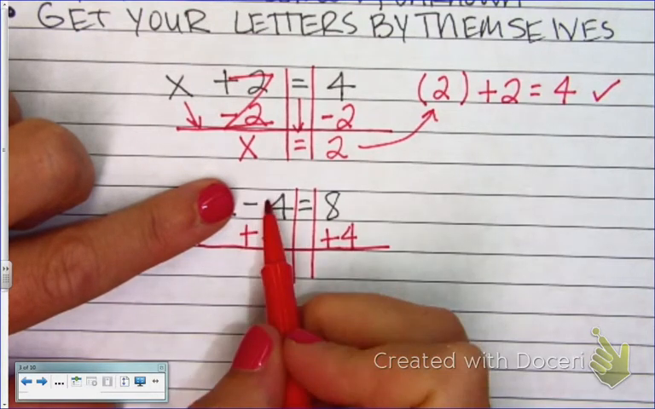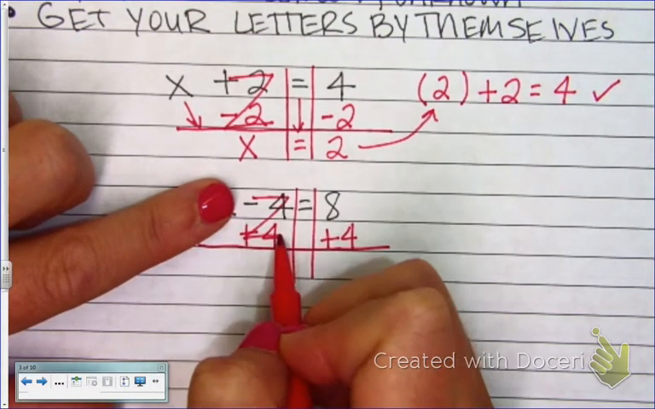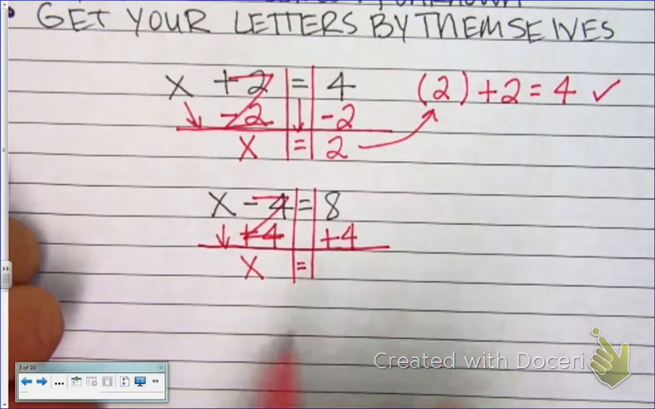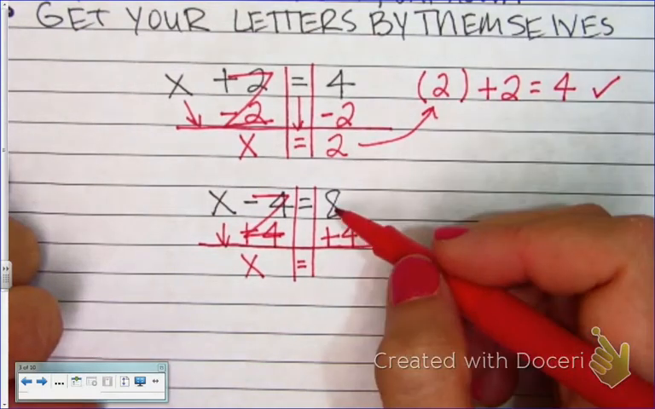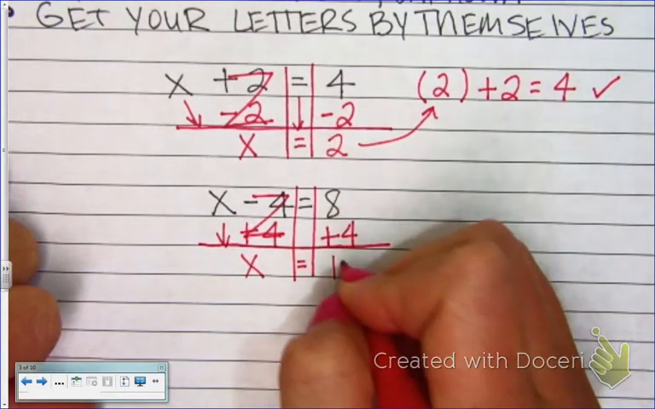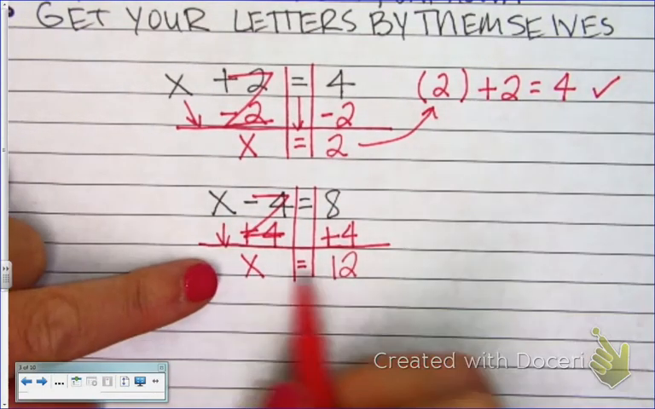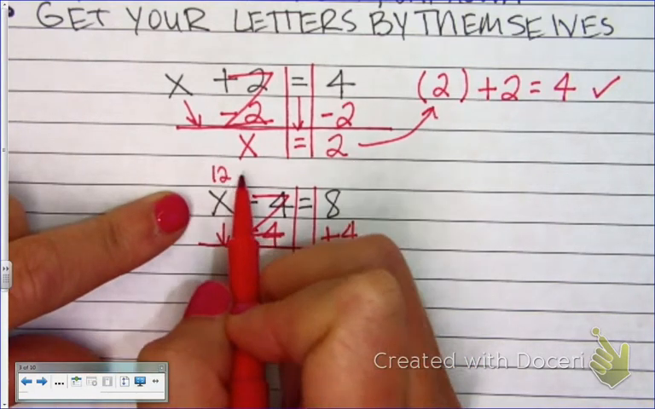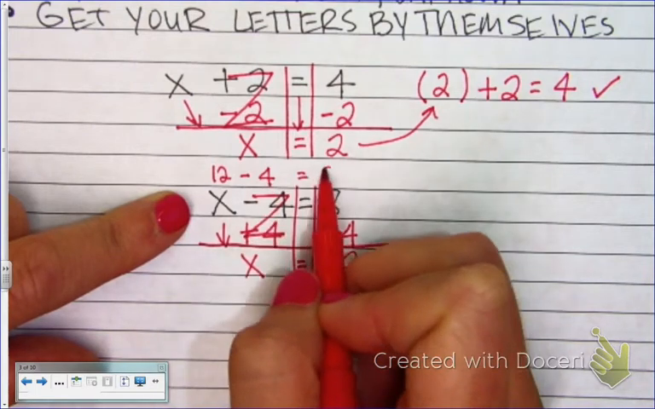Okay, well, negative 4 and a positive 4 becomes a 0. So then I can just bring down my x, bring down my equal sign, and then we think, okay, 8 plus 4 gives me 12. So my x equals 12. You can bring it back up here. 12 minus 4 must give me 8.